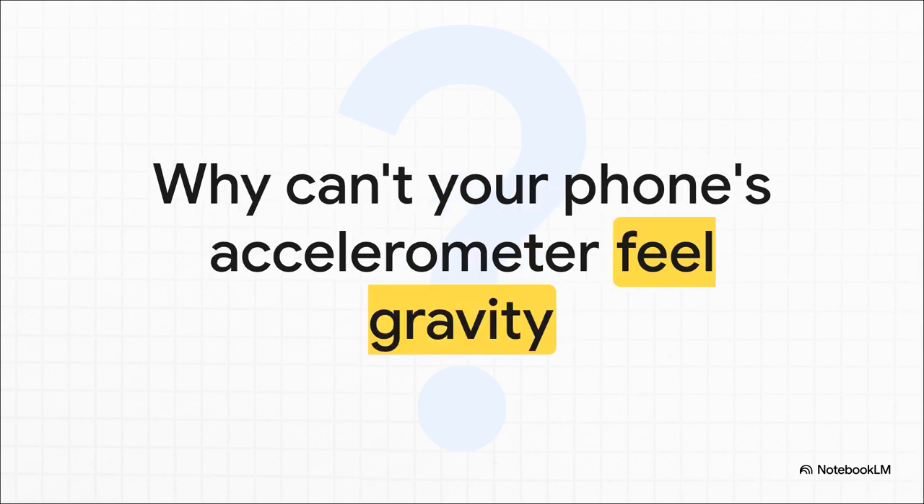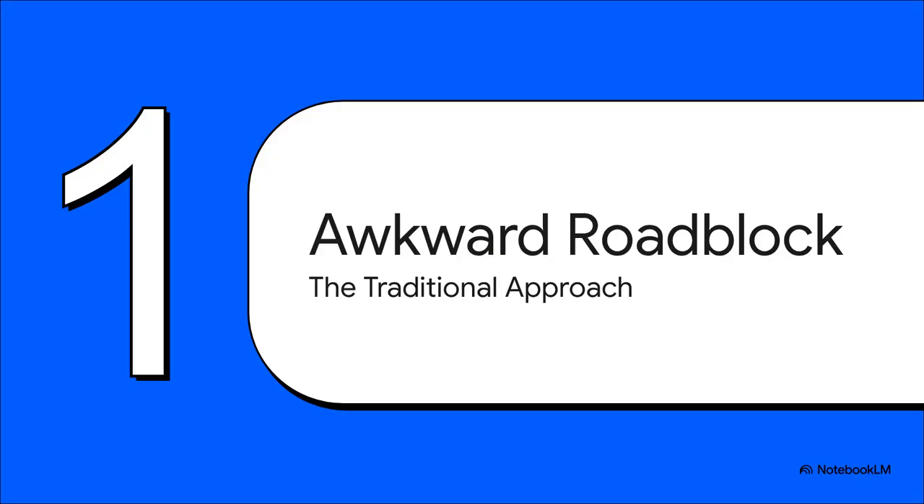And here's puzzle number 2. Your phone has this little chip inside, an accelerometer, that feels every push, pull, and shake. But what happens if you drop it? For that split second it's in free fall, the accelerometer's reading goes to 0. It suddenly can't feel the one force that's yanking it toward the ground. How is that possible? Well, the answer to both of these puzzles comes down to looking at spacetime in a totally new way.